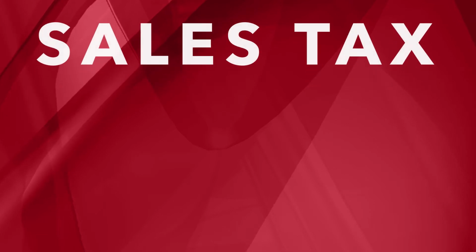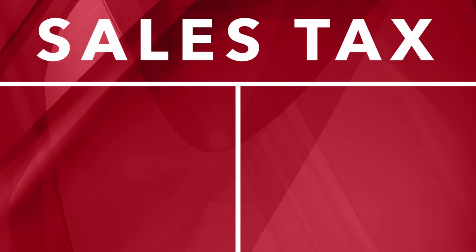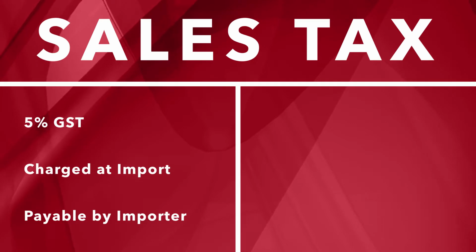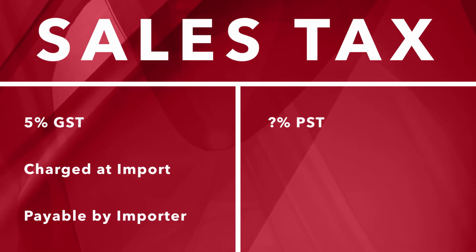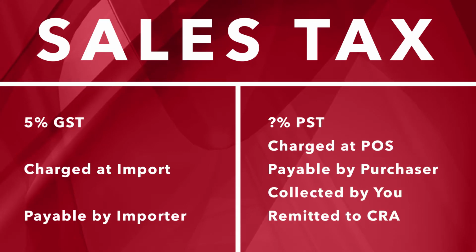Now that we've covered how the cost of duty is determined, let's take a look at how Canadian sales tax works. Canadian sales tax is charged at 2 stages. First, 5% GST is charged at the time of import and payable by you, the importer. Second, an additional provincial sales tax is charged at the point of sale and payable by the purchaser, collected by you and remitted to the Canadian Revenue Agency.